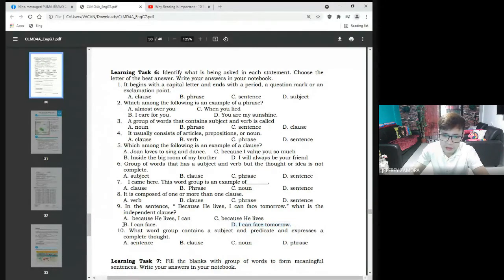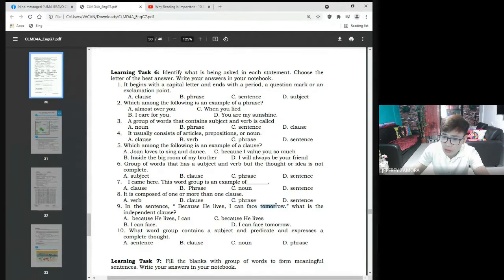Why is it not letter B? Nakita ko sa inyo, your answer actually is letter A. That is of course an independent clause, 'di ba? Independent clause rin naman talaga 'yan. But the original sentence is because he lives, I can face tomorrow. I is a subject, predicate is can face tomorrow.